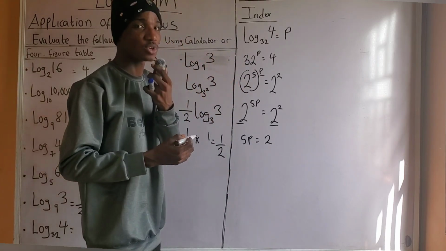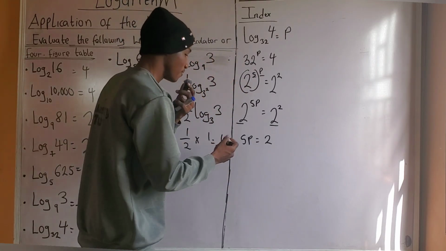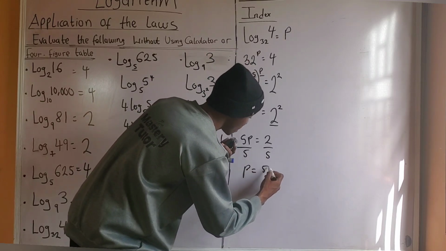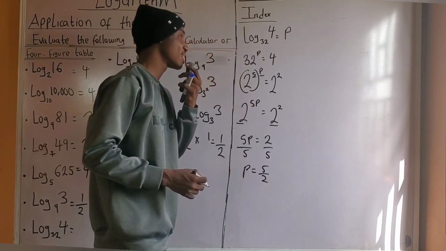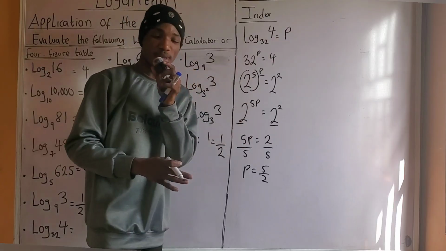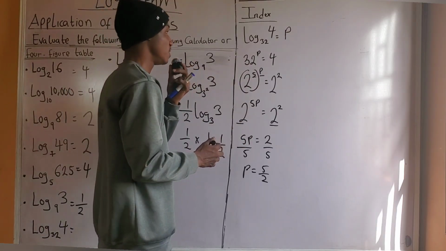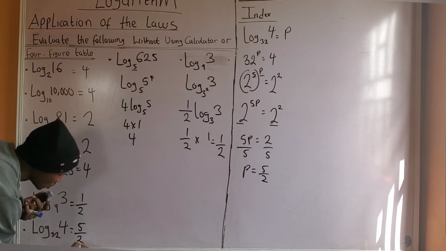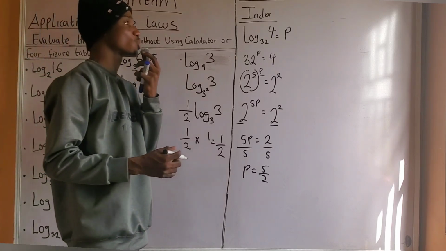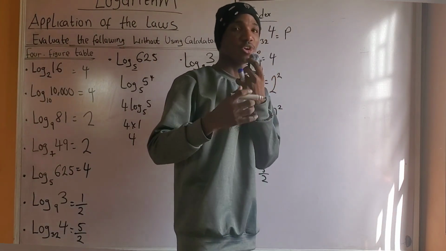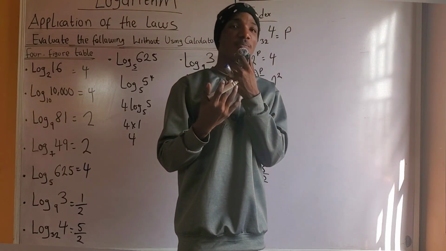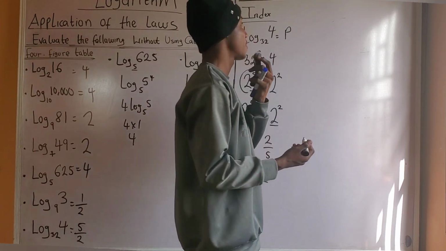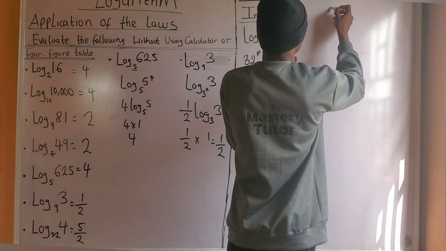Okay? To get the value of p, what are you going to do? So I'm going to divide both sides by 5. So p will be equal to 2 over 5. Now, because I said let log 4 base 32 be equal to p, the value of this logarithm is 2 over 5. Okay? Now, I'm going to make use of the second method. Perchance, if you didn't understand in the previous examples I did, you can learn it now. Okay? Now, the second method.